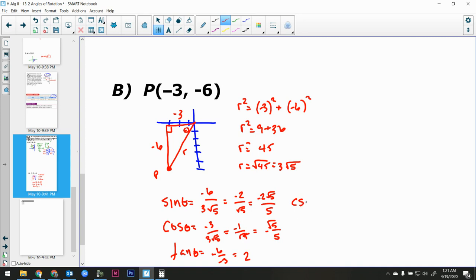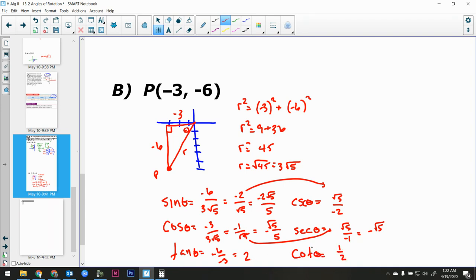Now, cosecant theta relates directly to sine theta, so just flip this one here. So that would be radical 5 over negative 2. No need to rationalize again. Secant, oh, I forgot my cosecant. Secant theta is going to be, take this and flip it. So radical 5 over negative 1. If you wanted to, just negative radical 5. And then cotangent theta gets me 1 over 2. Instead of 2 over 1, 1 over 2. Okay, those are my answers there.